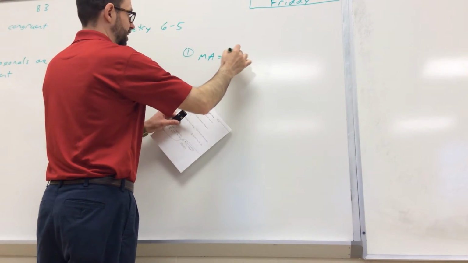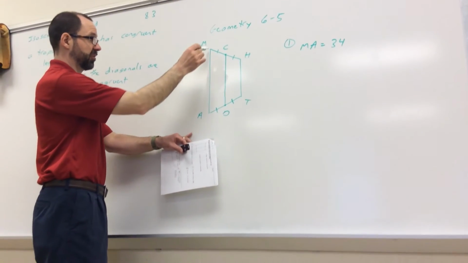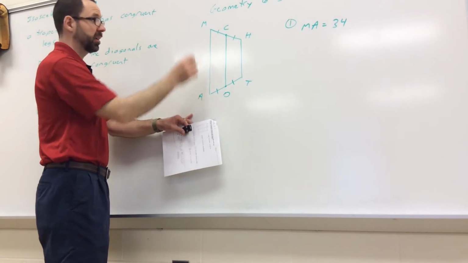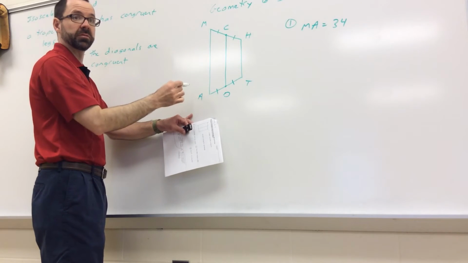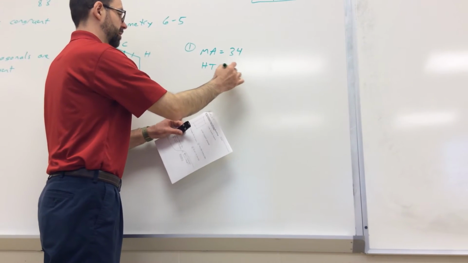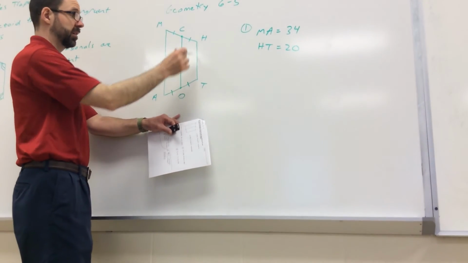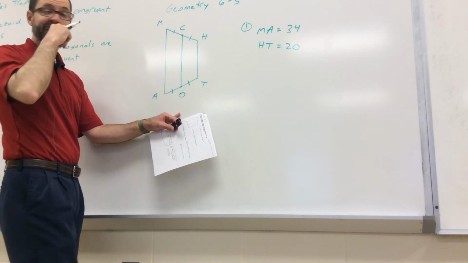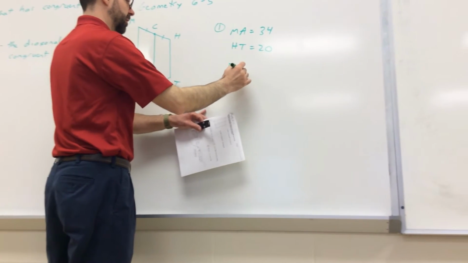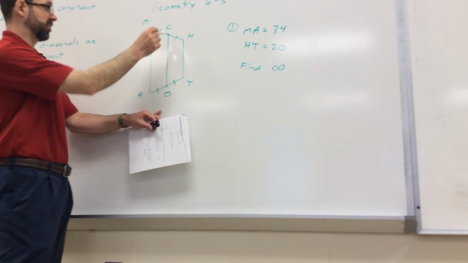So MA is 34, they tell us in number 1. So they measured from M to A, and it's 34 inches. And then HT is 20. So they measured from H to T, and that's 20 inches. And they want us to find CD. They want to know how far it is from C to D.